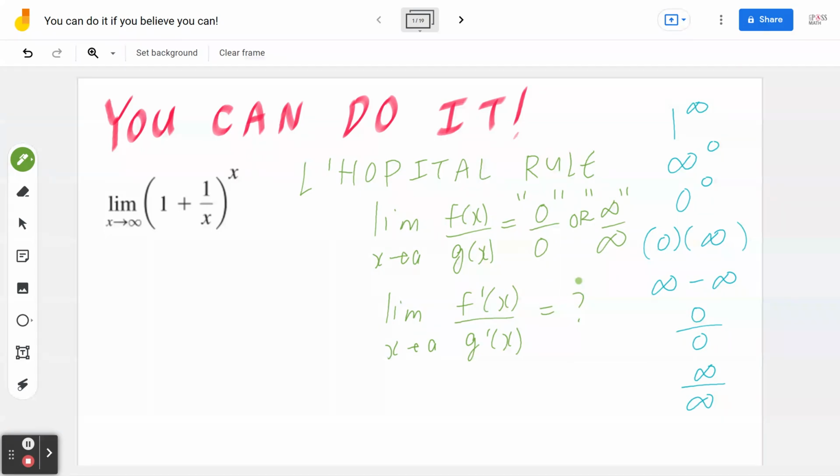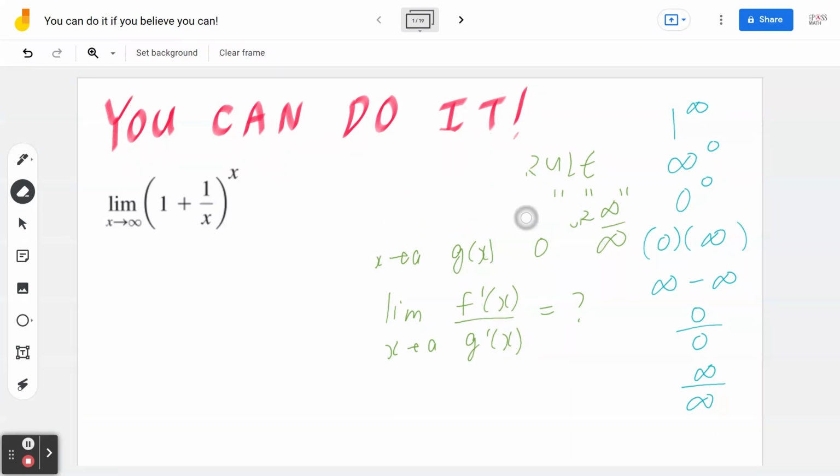Now, sometimes once you differentiate the numerator divided by the derivative of the denominator, it works and you can stop. Sometimes you're going to keep going, and it might take 2 to 3 times until you get an actual number. So when you go back, in this example, we're going to apply L'Hopital's rule.